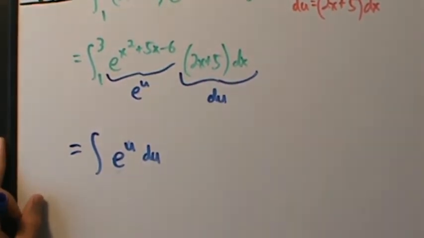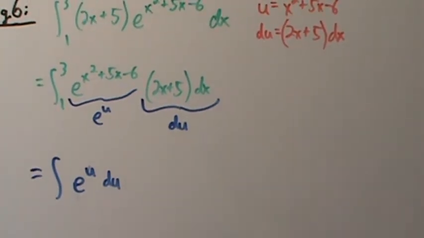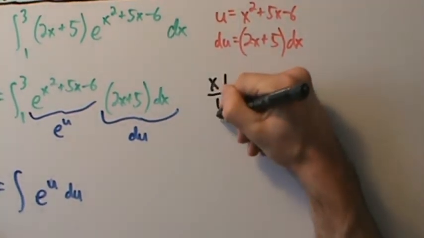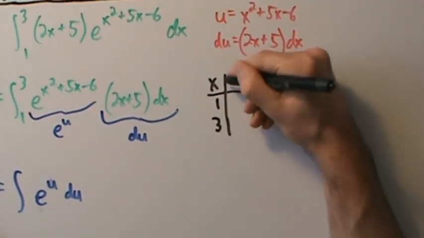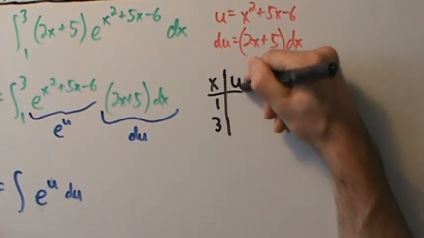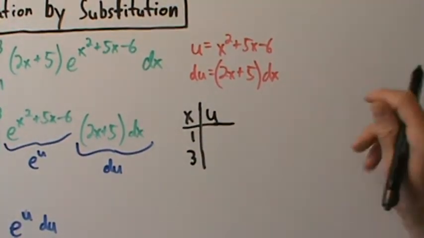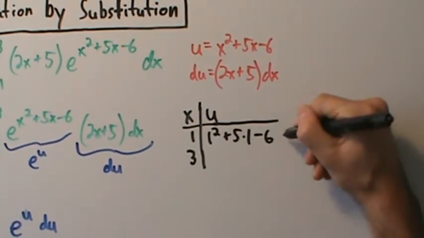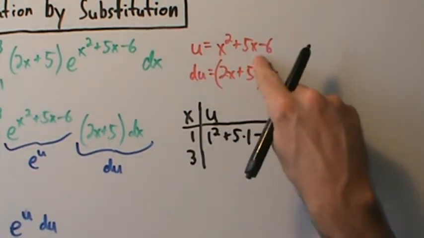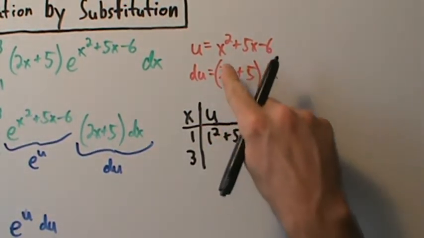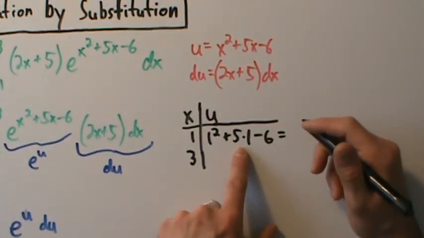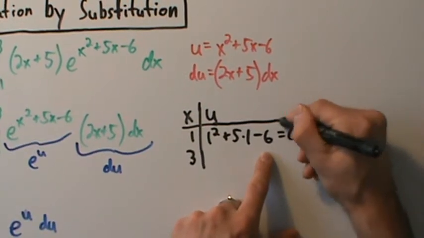So x is what goes from 1 to 3. So we have to set up our little chart. Let's make that real quick. So x goes from 1 to 3. Now we have to figure out what u goes from and to. When x is 1, u is 1 squared plus 5 times 1 minus 6, because u is x squared plus 5x minus 6. 1 squared is 1, plus 5 times 1 is 1 plus 5 is 6, minus 6 is 0.